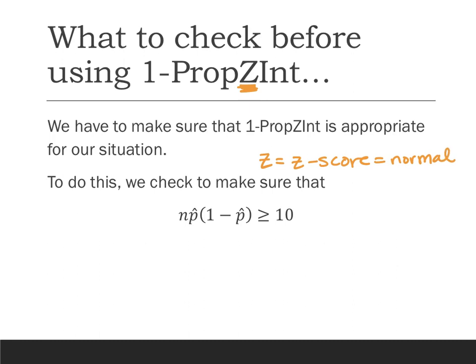And we have a few things that we need to check before we can officially just throw our numbers into the 1prop z int and assume that it's going to give us a correct interval. So the first thing we have to do is check to make sure that n times p hat times 1 minus p hat is greater than or equal to 10.